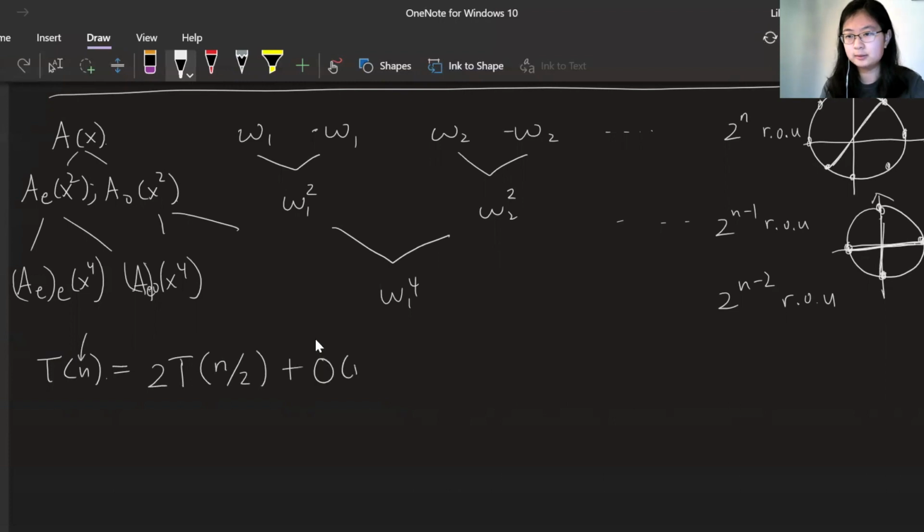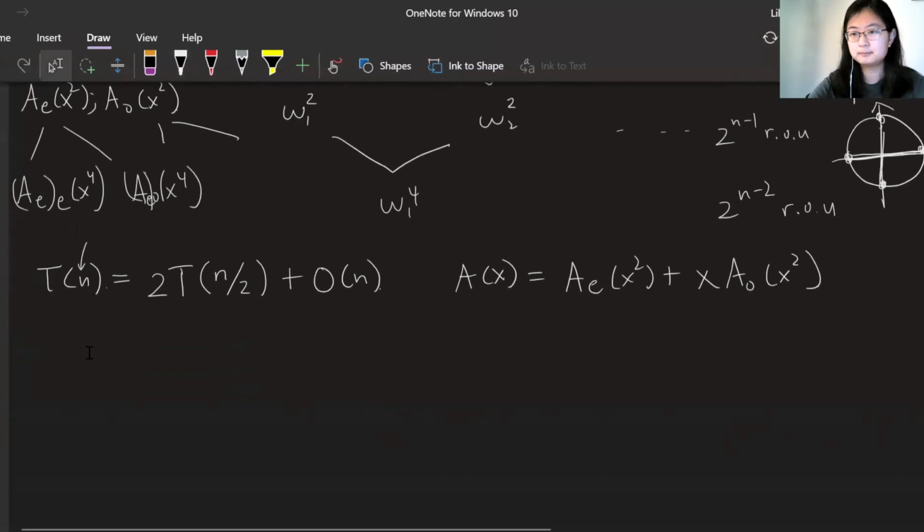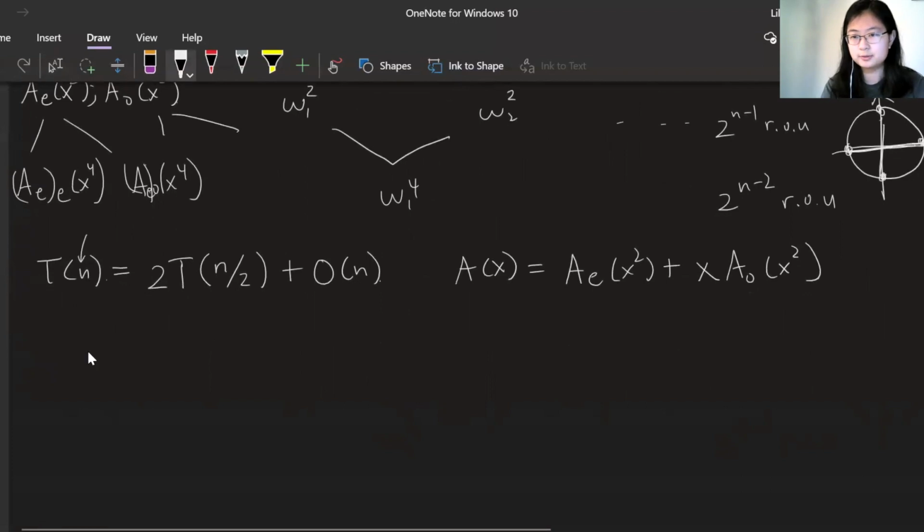And we add in a linear term. What is this linear term? This linear term comes from A of x equal to AE of x squared plus x AO of x squared. So after we do these 2 subproblems, we need to combine the value of each point. And this is just linear time arithmetic. All right. So by the master theorem, we have that T of n is in fact O of n log n.